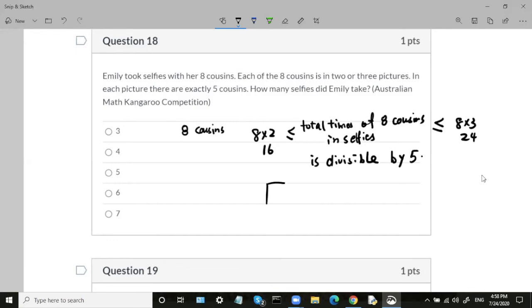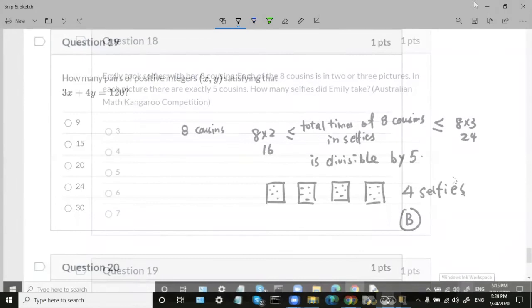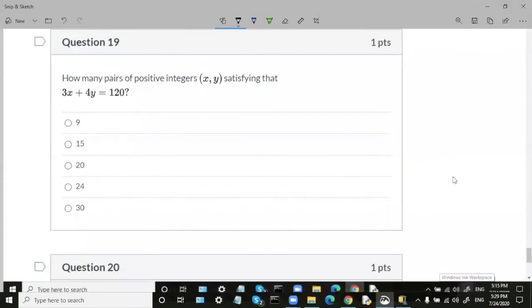So then, okay, let's think about this. It should be 20, right? So each picture has 5 cousins. So 20 times and 4 selfies. So the answer is B. Problem 19. How many pairs of positive integers x, y satisfy that 3x plus 4y equals 120?